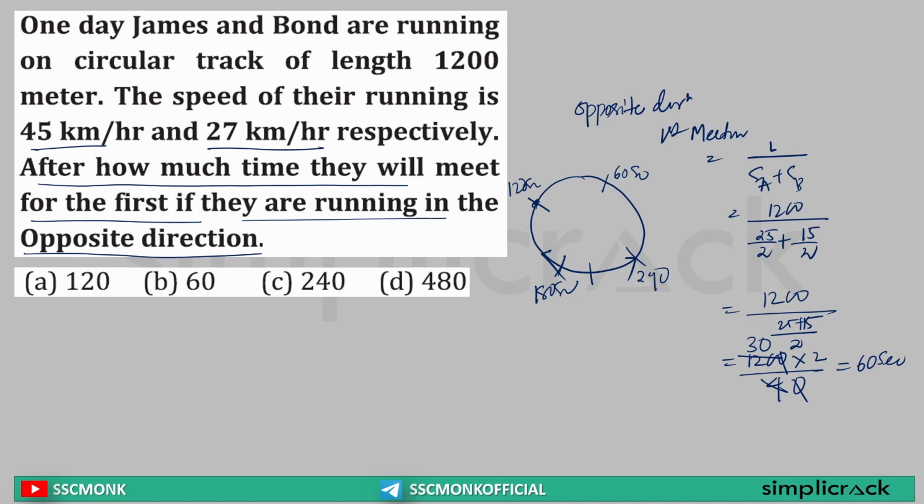Yes or no? Yes. So the nth meeting will happen when n into distance by speed of A plus speed of B. Clear? Sorted? Yes or no? So this is how you can calculate the basic questions of circular running.